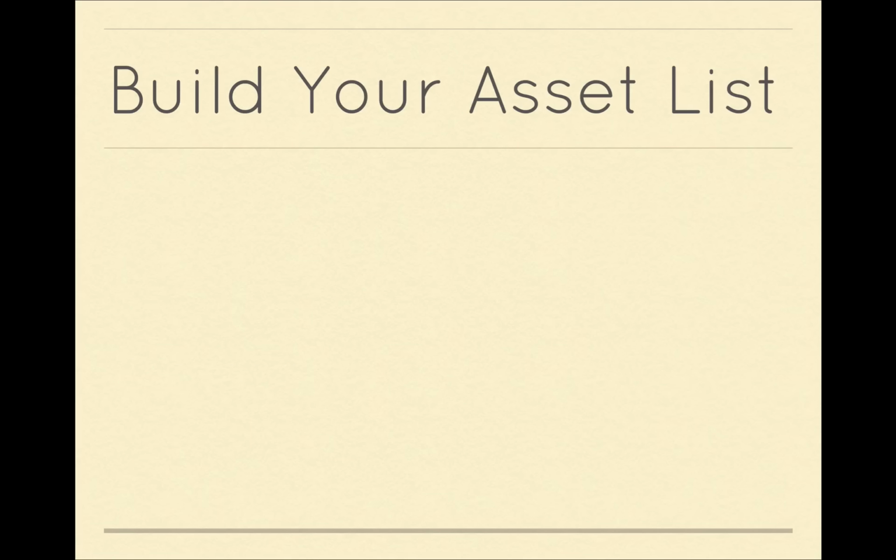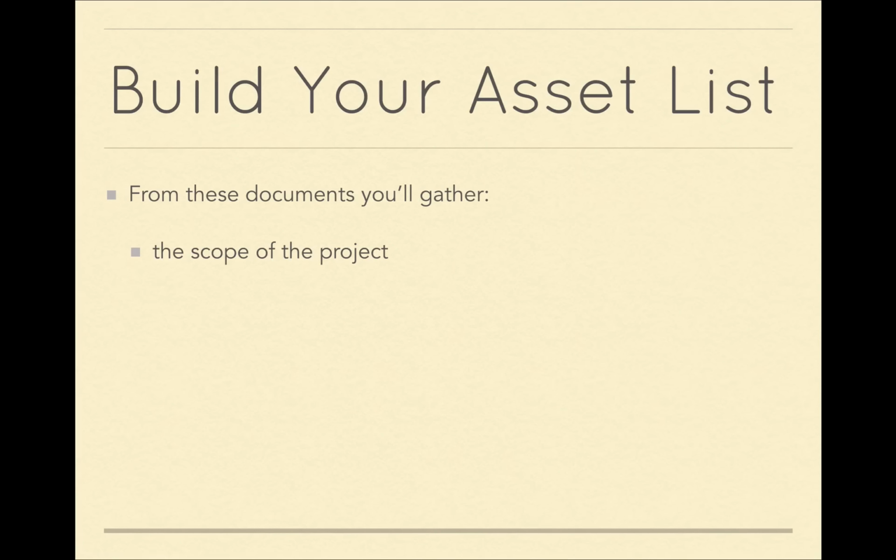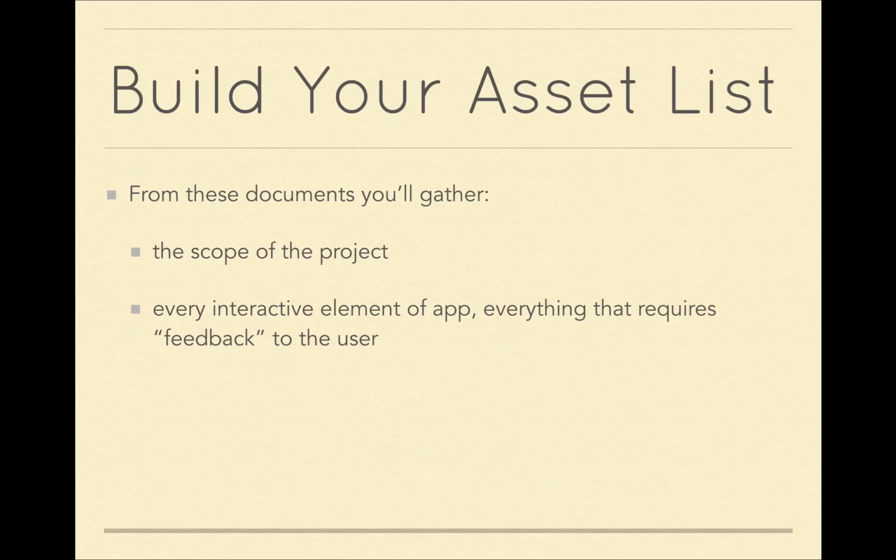So from all that information, you will build your asset list. Your asset list will help you determine the scope of the overall project, and it will help you figure out every single interactive element of the app and everything that requires feedback to the user. And from this, you'll get a sense of how much time it will take you to produce all this stuff, and hopefully then what you can charge for the project.